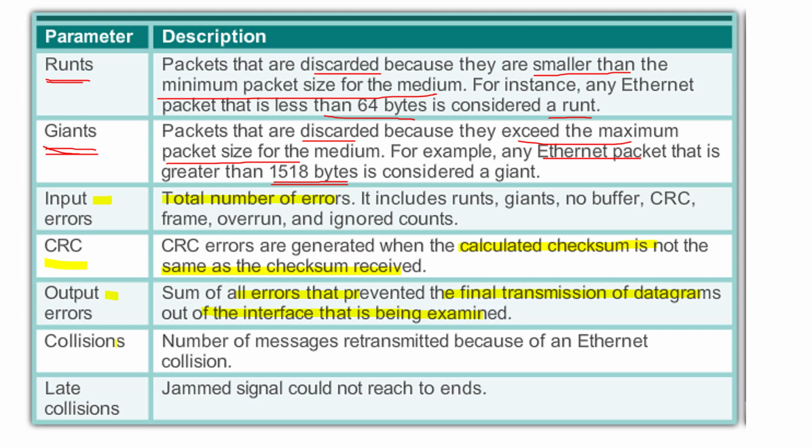Now the next one is collisions, and late collisions. What is a collision? We already know, we studied this collision in the last lecture. A single link is used by more than one device at a time, so there will be a collision. If a collision happens, you have to retransmit that packet. You can see the number of messages retransmitted because of Ethernet collision.